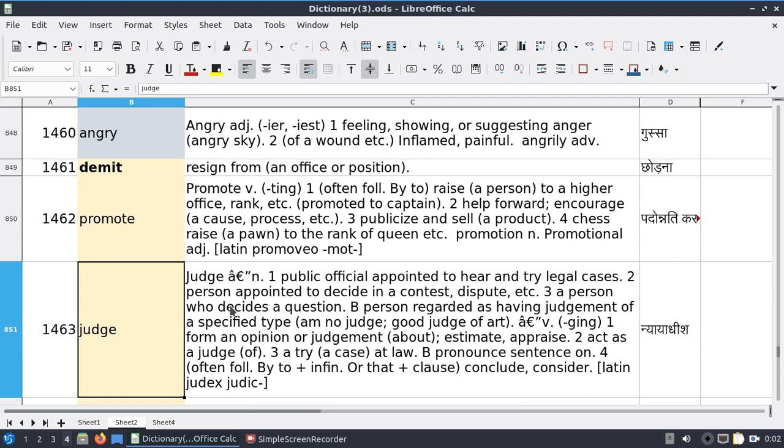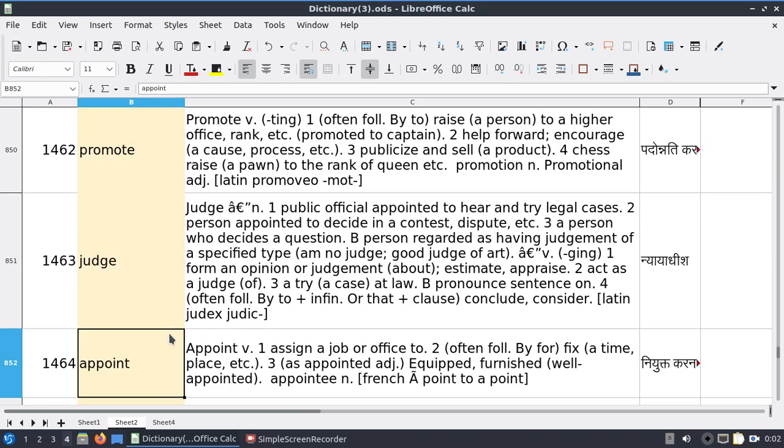Judge can be used as a noun as well as a verb. Judge is the public official who is appointed to judge the cases, right? Or giving the person his opinion or judgment, right? That is judge. Judging the quality of a good means you estimate the quality of the good. That is judge. Appoint is giving a job.